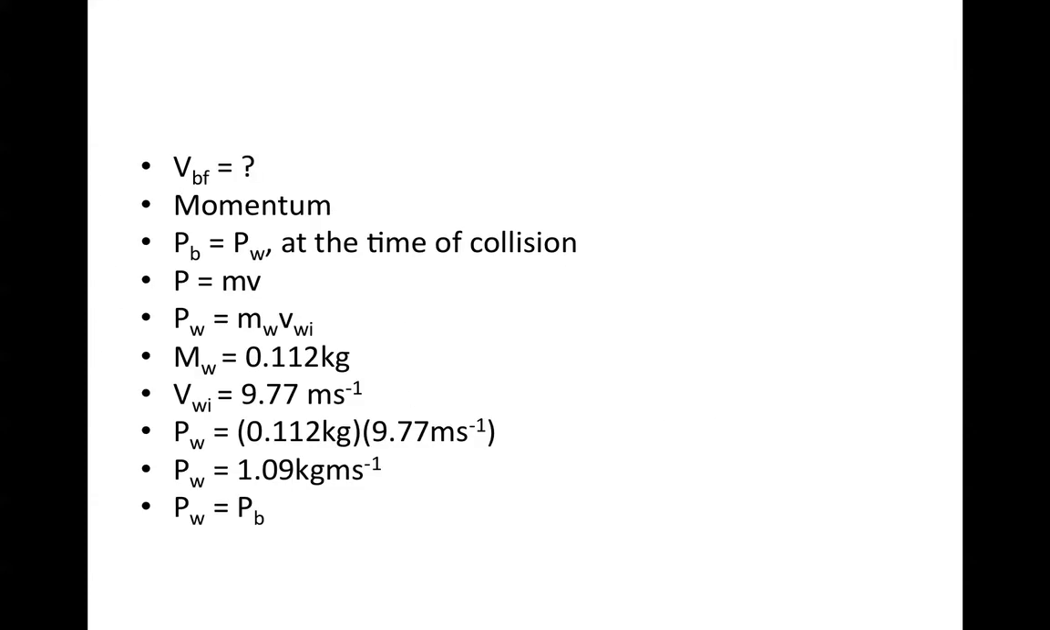To find the velocity of the bullet before impact, we can use momentum, where the momentum of the bullet will equal the momentum of the wood. Using the equation momentum equals mass times velocity, where we know the mass of the block is 0.112 kilogram, and the velocity of the wood is 9.77 meters per second, we can find that the momentum of the wood is 1.09 kilogram meters per second.